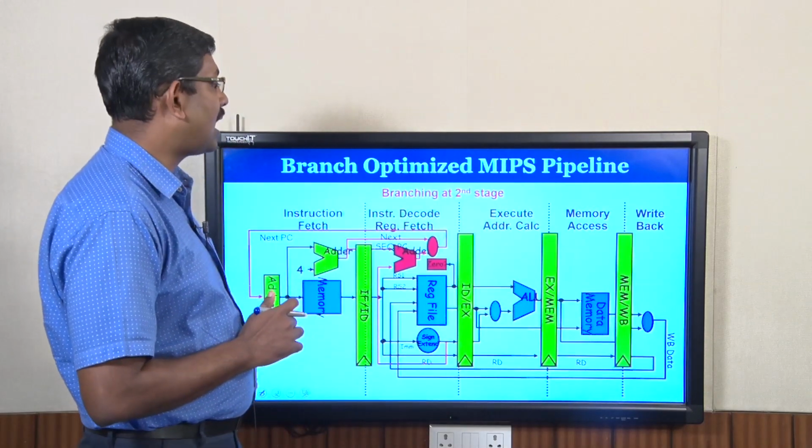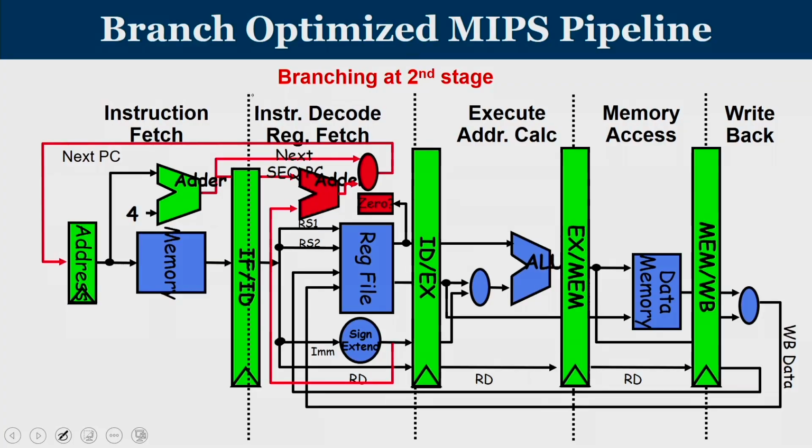In modern architectures, the branches are resolved in the second stage, and that is done by a test of 0 register. So, if you are going to use an instruction branch if equal R1 R2, then it involves reading the value of R1, reading the value of R2, subtracting them, and then looking at the sign of the resultant. That can happen only at the EXE stage.